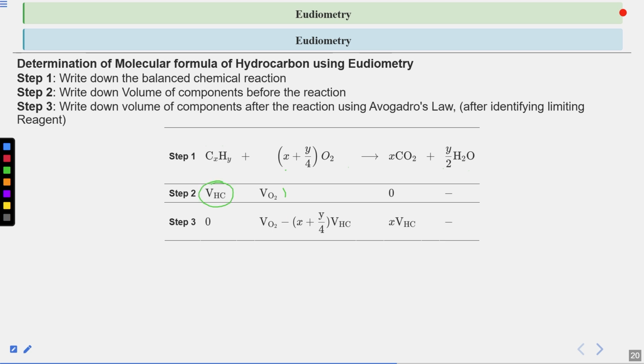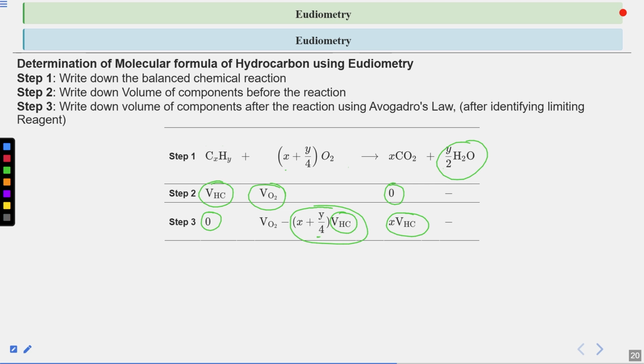It says volume of hydrocarbon, volume of oxygen. Keep it 0 here, since water is not a gas, we will not take its volume. Then after the complete combustion, it will be 0 here. Some amount of oxygen will be used in the combustion, therefore we are subtracting that amount. So this is the volume of hydrocarbon again, and we will get x volume of the hydrocarbon. What is this y by 2? This y by 2 is the amount of water that is formed, but since it is liquid, we are not considering its volume.